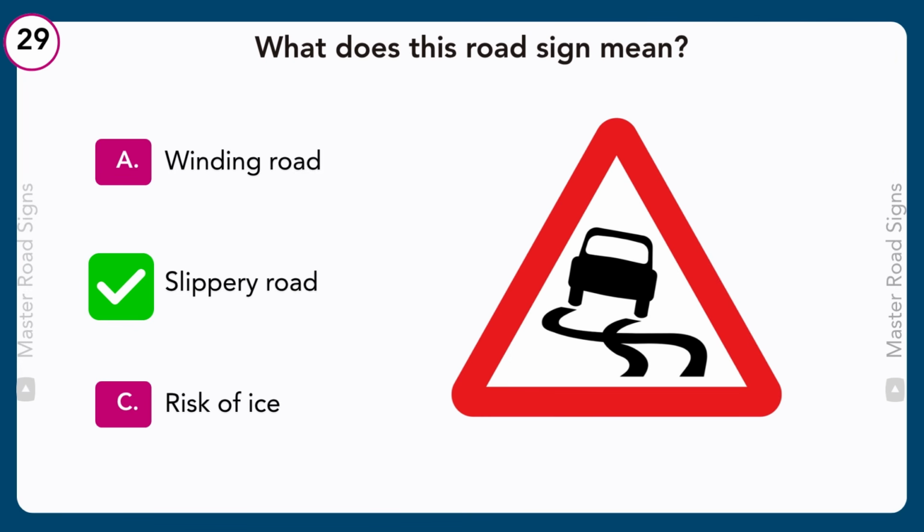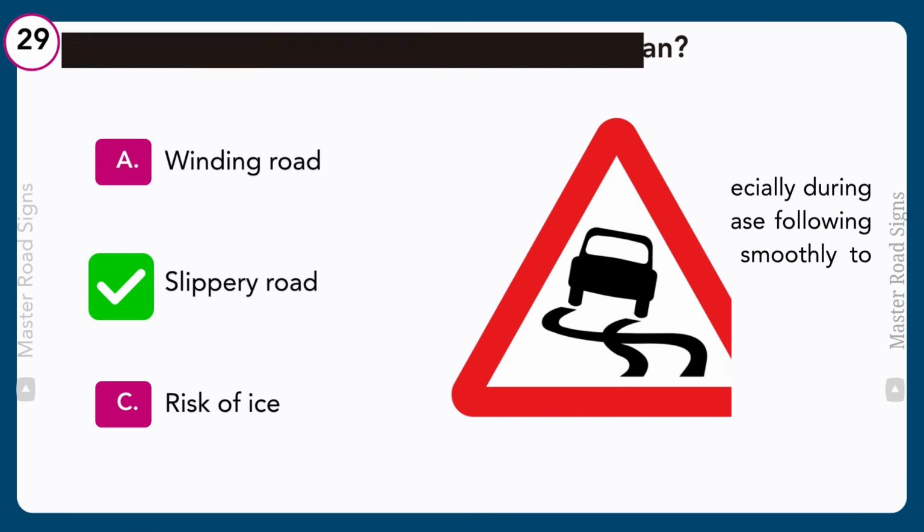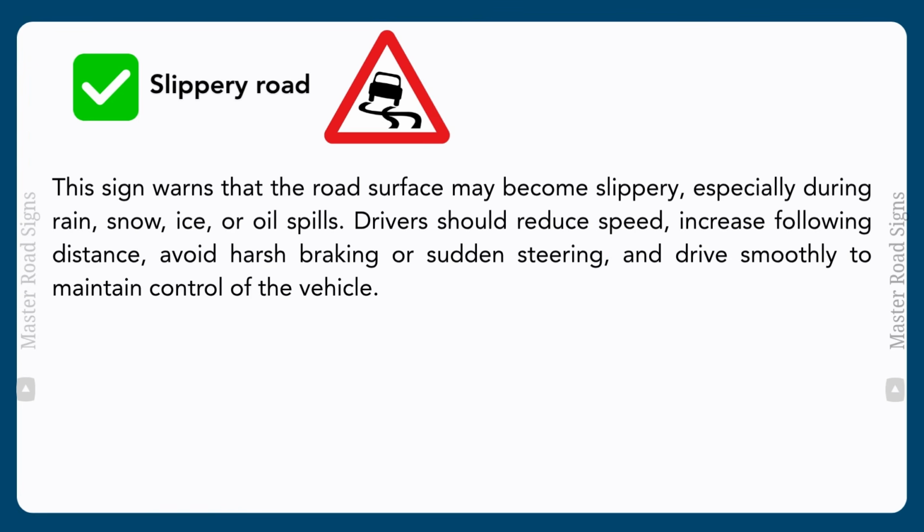Option B is correct, slippery road. This sign warns that the road surface may become slippery, especially during rain, snow, ice, or oil spills. Drivers should reduce speed, increase following distance, avoid harsh braking or sudden steering, and drive smoothly to maintain control of the vehicle.